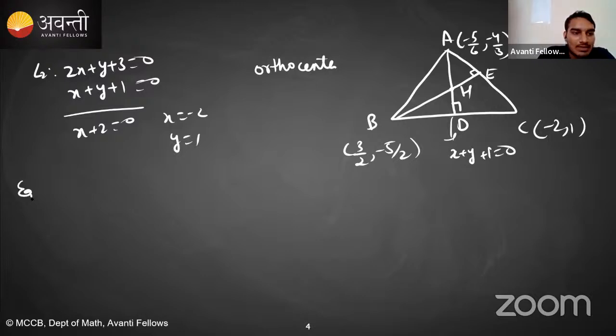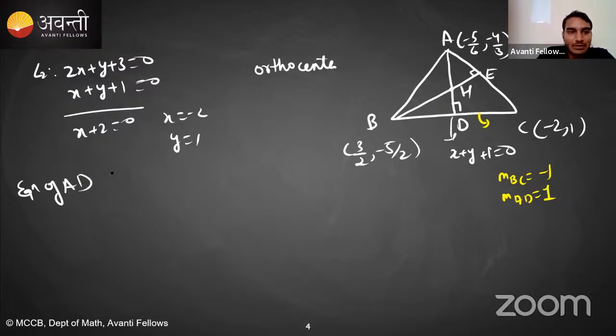So now find the equation of AD. How will you find the equation of AD, students? Tell me, what is the slope? First of all, what is the slope of BC? Slope of BC is -1, right? And AD and BC are perpendicular, so the slope of AD comes out to be 1. So what is the equation?